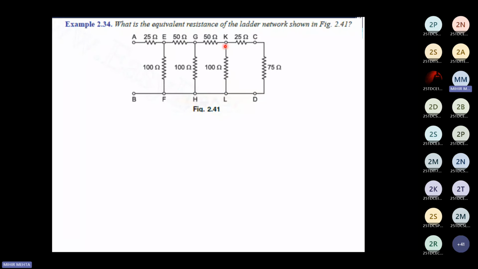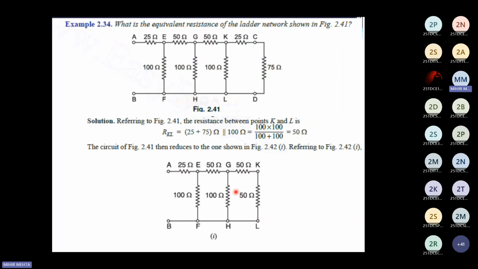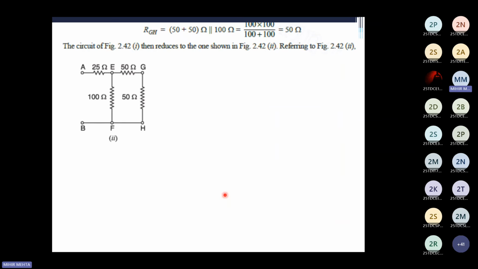This 50 ohms would be in series with this 50 ohms. Here this 50 ohms is in combination with this 100 parallel 100, that is 50 ohms. So this 50 and 50 are in series, and this 100 parallel 100 would be another 50. So this would look something like this. Now again, you have this 50 parallel, 50 in series with 50, so that is 100 ohms. 100 parallel 100 would be again 50.